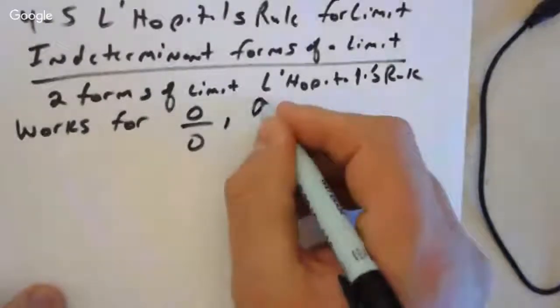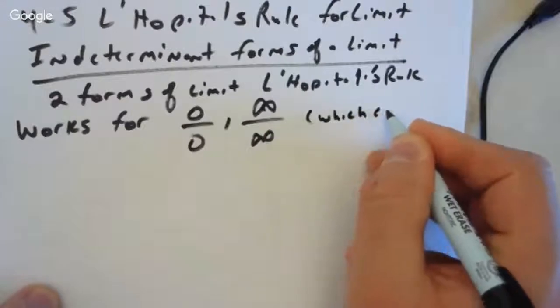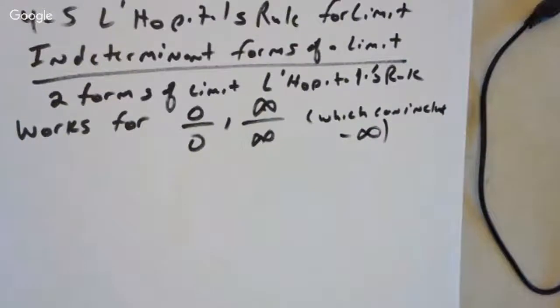The other indeterminate form is infinity over infinity. Which can include negative infinity too. Negative infinity over infinity is a form we can use for L'Hopital's. Infinity over negative infinity is a form we can use for L'Hopital's. There are 5 other forms that we will use it for, but we have to get them to look like that. In other words, we have to use algebra, common denominators, and properties of logarithms to make them look like one of those two. Those are the only 2 that L'Hopital's works for at the end of the day.